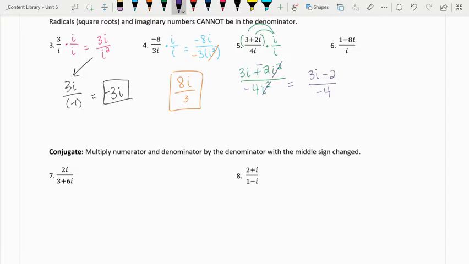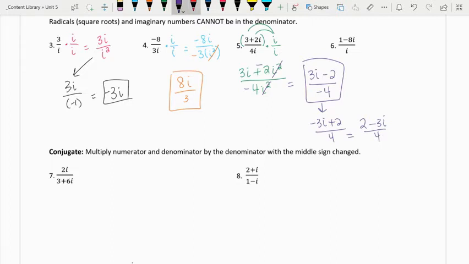Okay, now you can leave it like this. You can get rid of the negative in the denominator. Often they do that. So if you do that, you would have negative 3i plus 2 over 4. Probably the most correct would put it as 2 minus 3i over 4. Okay, but I'm okay with all these.